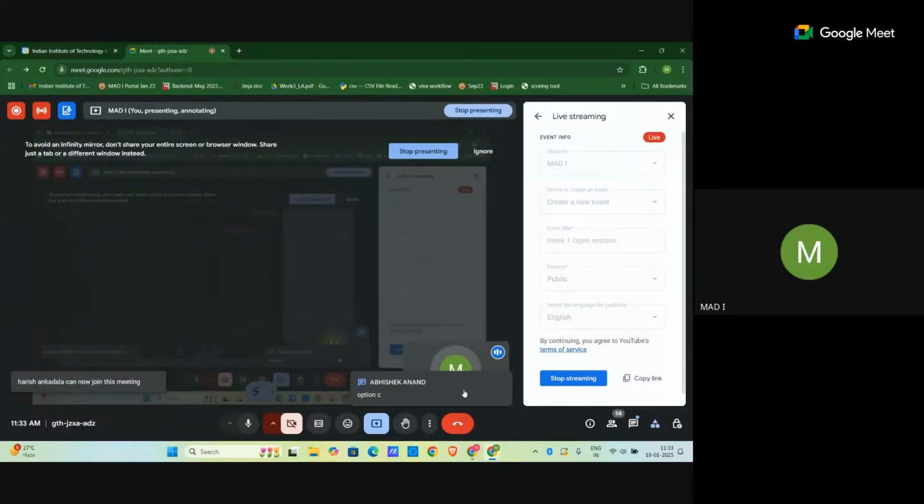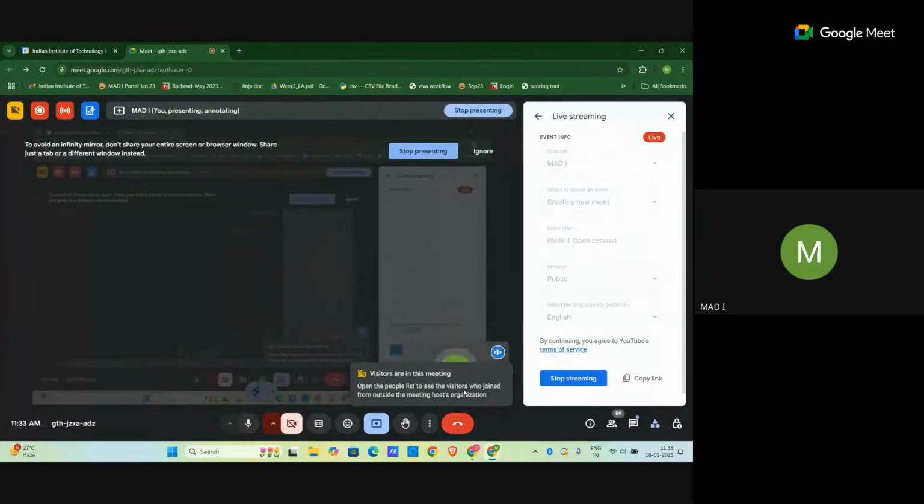Harish, can you please join by your official ID? I think you have joined from your personal ID. Please drop the call and join from your official ID.